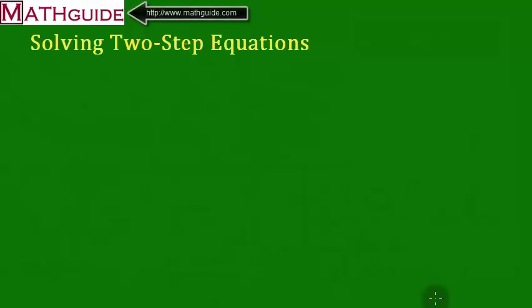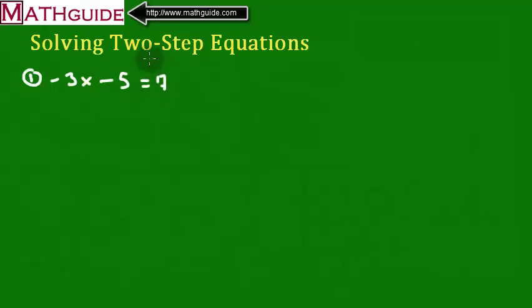Today we're going to take a look at how to solve equations, and specifically we're going to look at two-step equations. Let me throw one down, and we'll see what exactly we're talking about. So here's one equation I'd like to look at: negative 3x minus 5 equals 7.